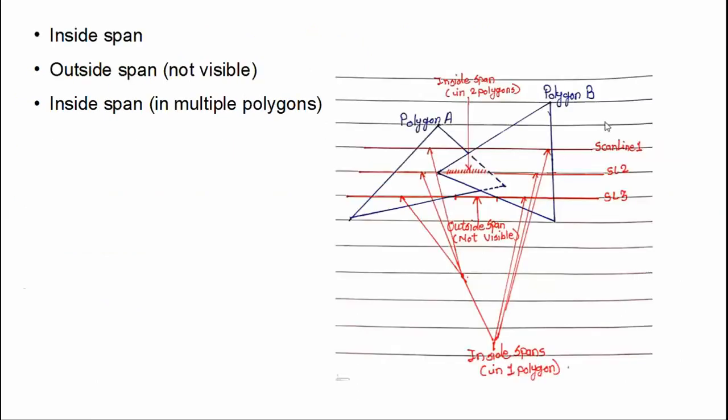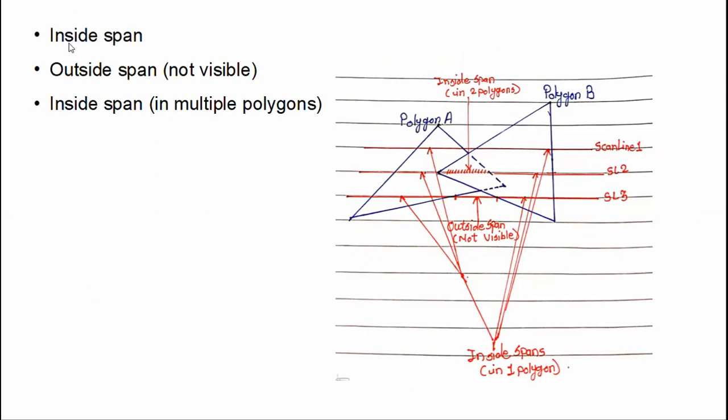Now we will consider this diagram. Here I have shown two polygons, say polygon A and polygon B. Now we can see that polygon B is overlapping polygon A, or it is occluding polygon A, because some portion of polygon A, which I have shown with the dotted line, is hidden by polygon B. Now we will see some of the terms that we are going to use in this scanline algorithm.